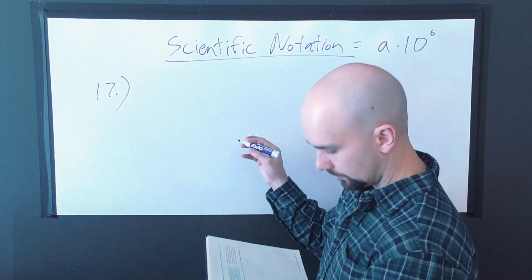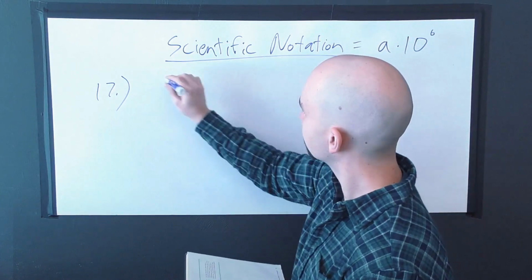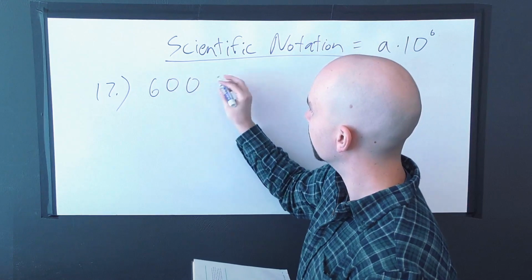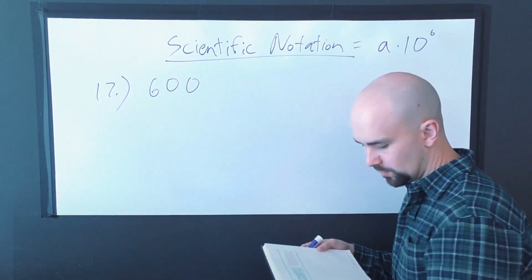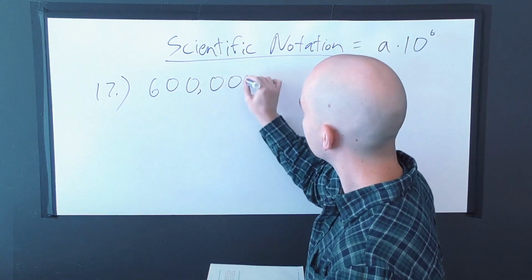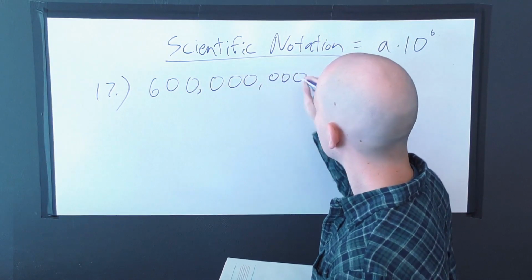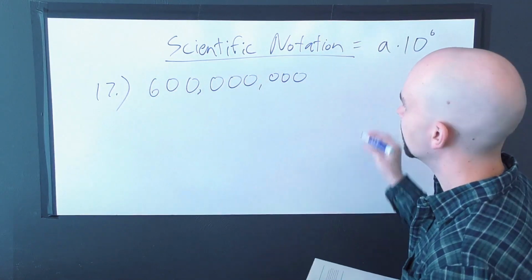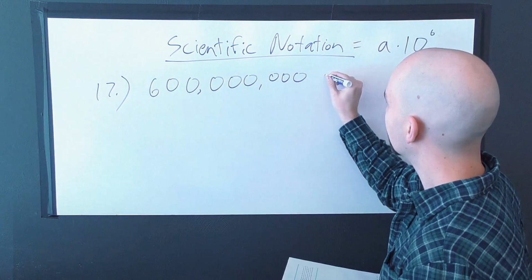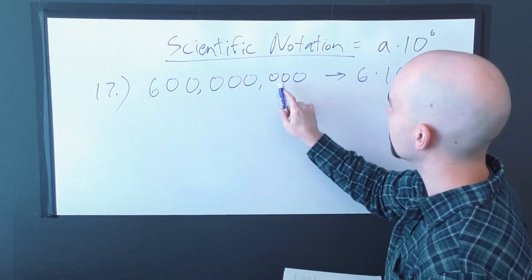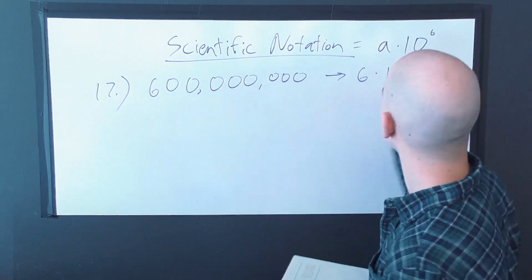So our information again, 600 million pictures per second. So let's write 600 million. All right, so thousands, millions. So in scientific notation, that would be 6 times 10 to the power of 1, 2, 3, 4, 5, 6, 7, 8.